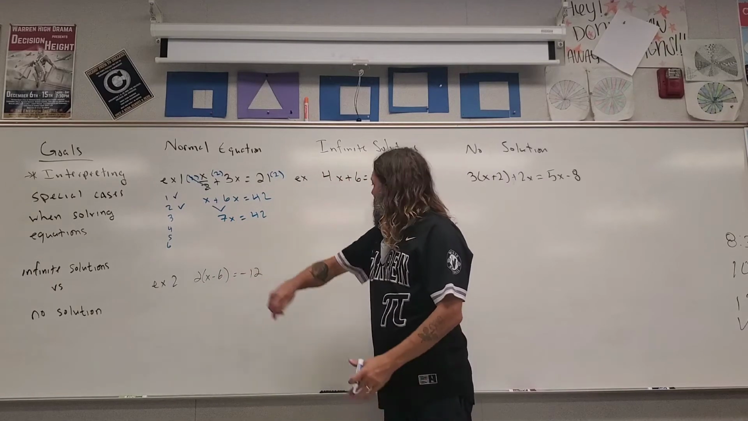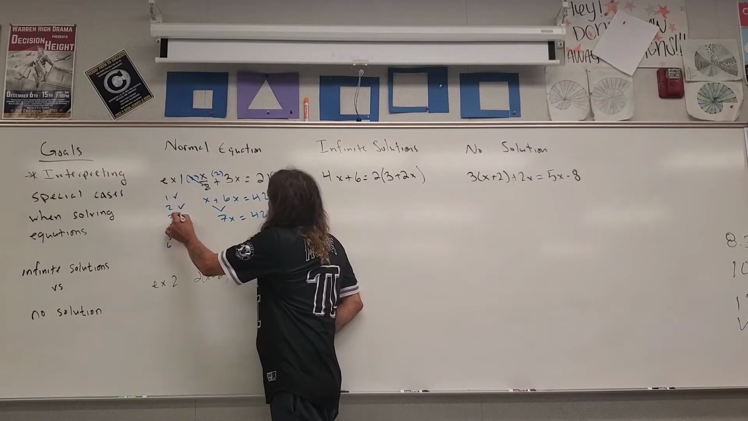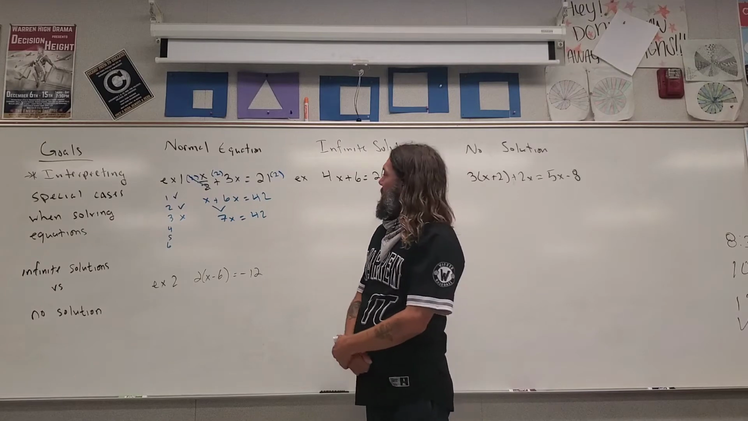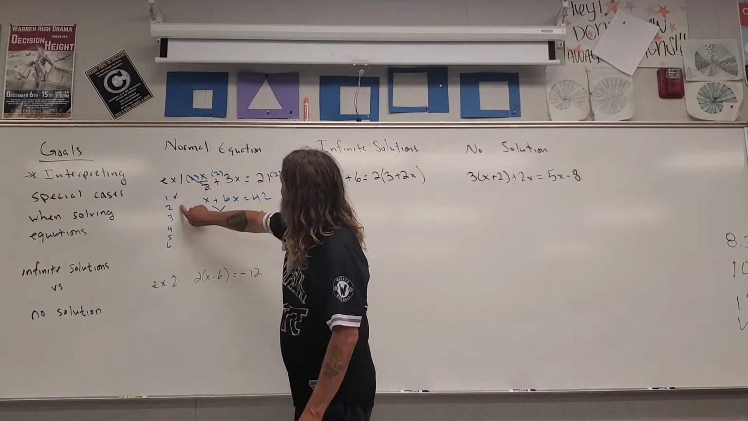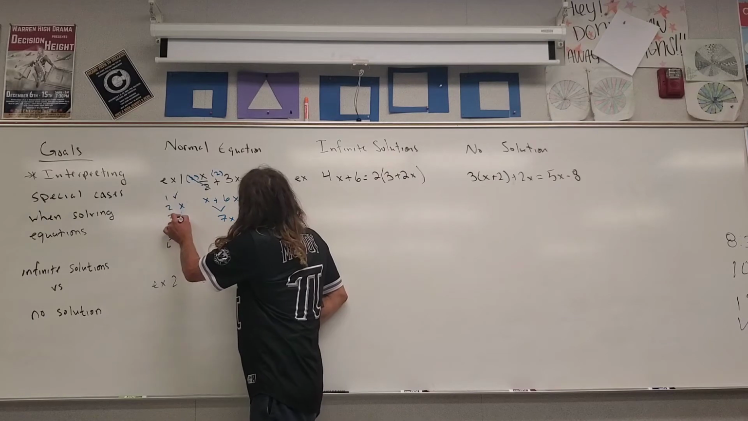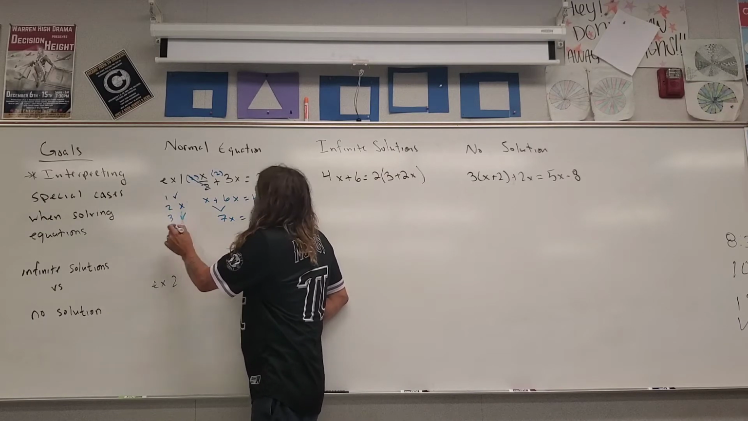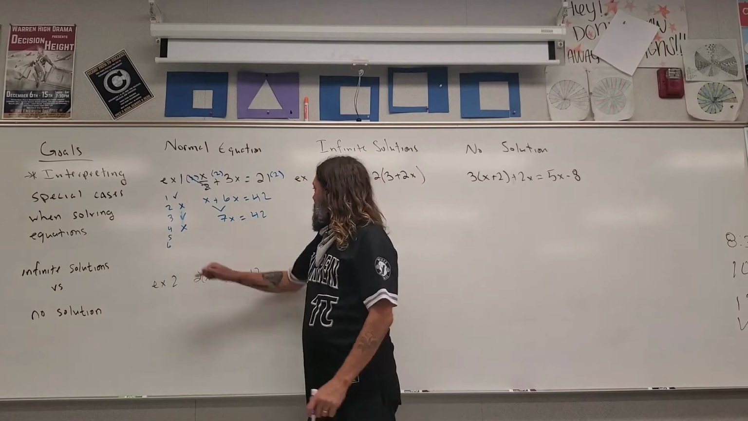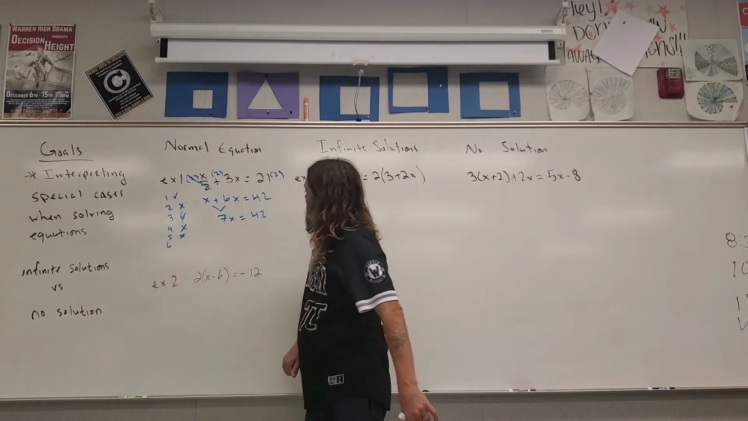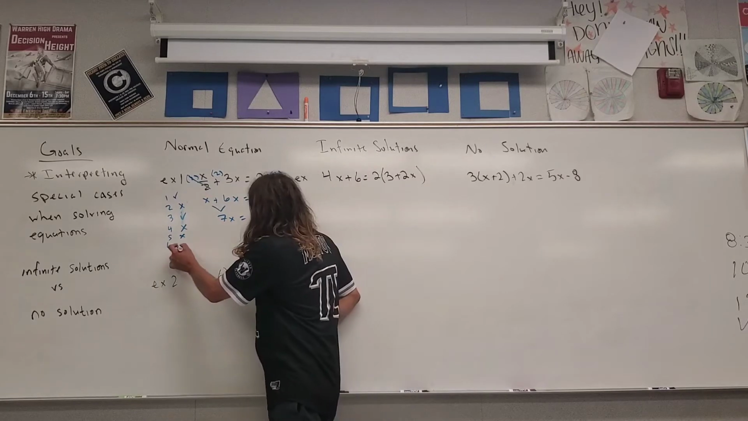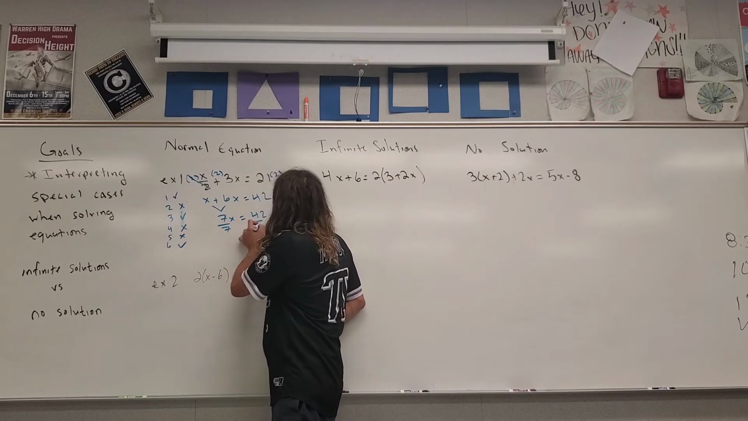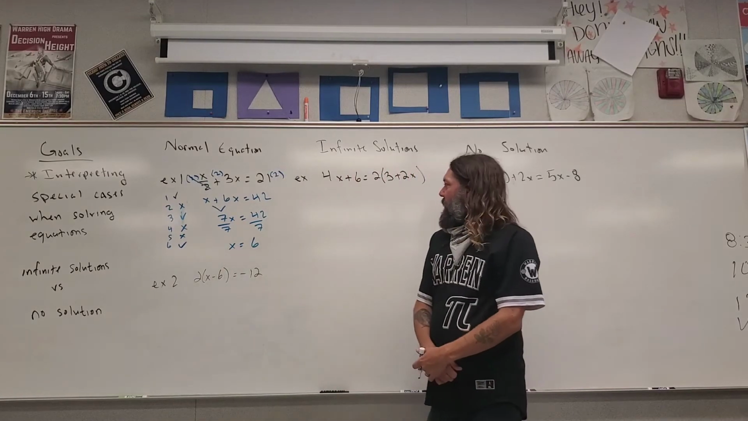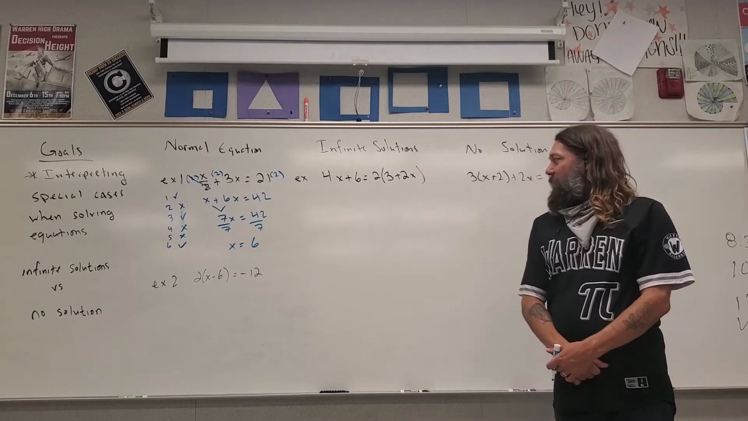Do I need to get all my variables to one side? No. I think I actually skipped this step. Let me go back here. Can I distribute? No. Can I combine like terms? Yes. Can I get all variables to one side? No. Can I add or subtract a number to both sides? No. Can I divide away a number to both sides? Yes. So I'm going to divide both sides by 7. And we see here that x is equal to 6. So this is an example of an equation that has a solution.